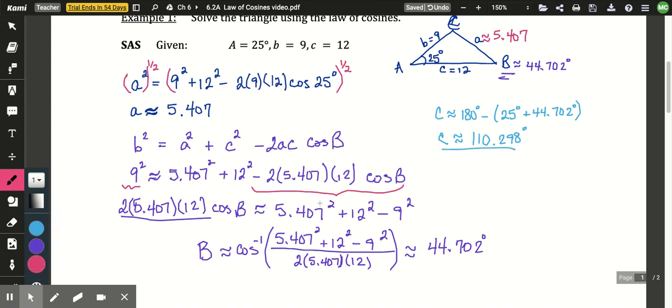So my solutions for this triangle, let me get another color that'll stand out a little bit better. I had my value for side A, I had my angle B, and then I had angle C. So three answers here. All right, now you try the next couple of questions on the Google form.